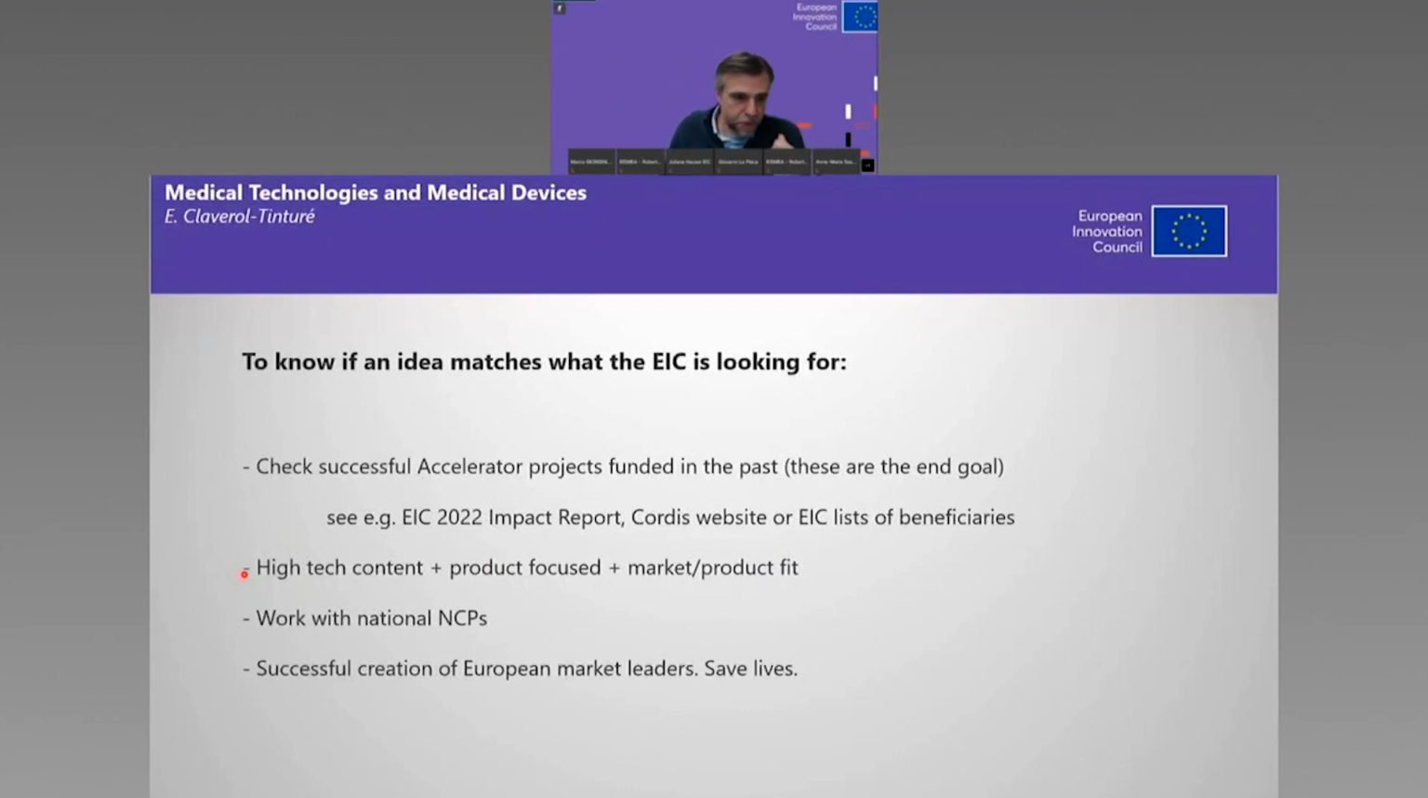Of course, the transition project should be high tech because as a public agency, we focus on covering the funding gap for high tech, high risk. There should be a nice market product fit. We will repeat this in future slides.